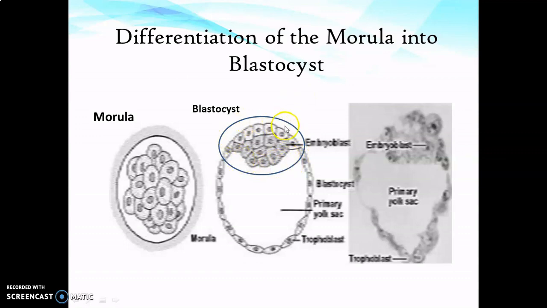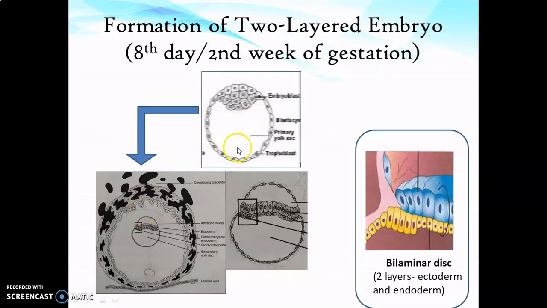the cells of the embryoblast start organizing to form a two-cell-layered disc known as the bilaminar disc. The two cell layers are two germ layers, which are ectoderm and endoderm. So the cells of the embryoblast reorganize to form these two layers known as ectoderm and endoderm. This part is magnified here. You can see the ectodermal layer situated dorsally or above, and the endodermal layer located ventrally or below.